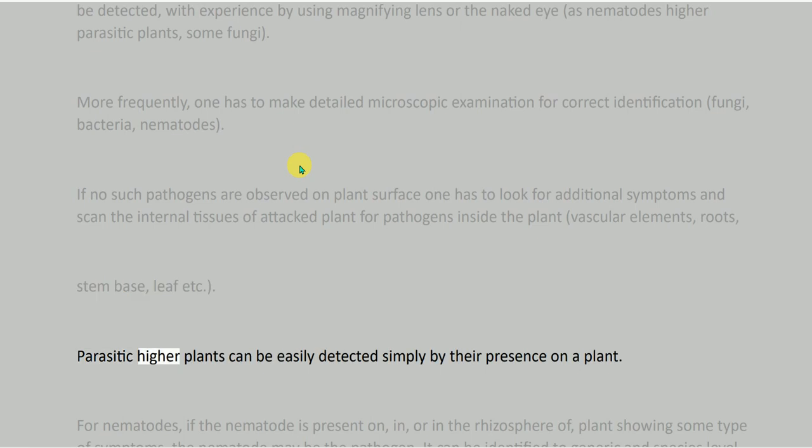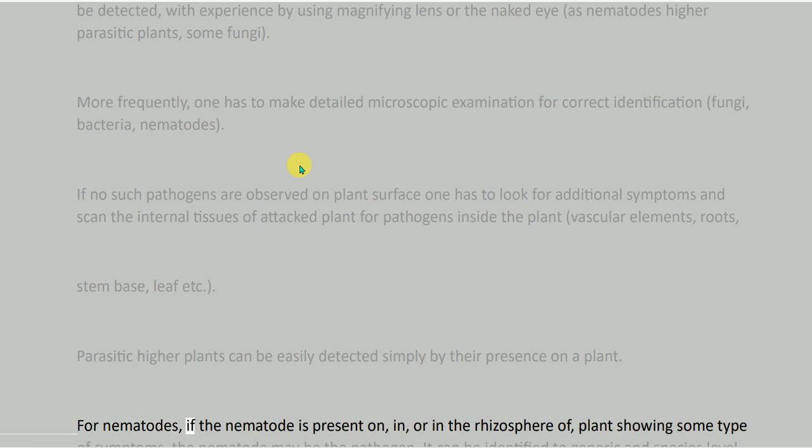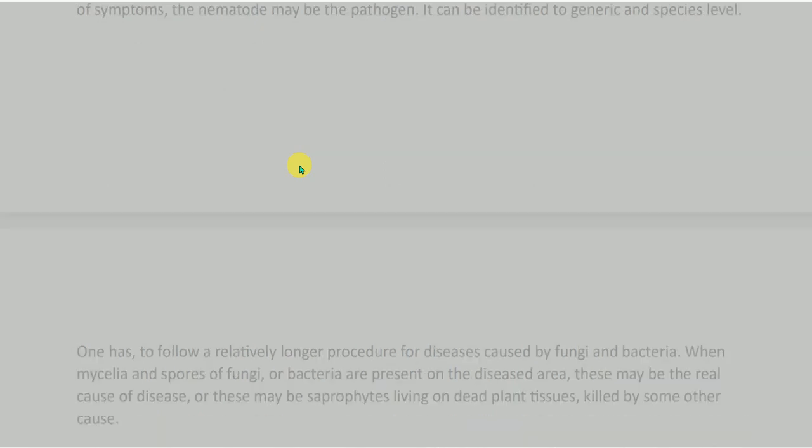Parasitic higher plants can be easily detected simply by their presence on a plant. For nematodes, if the nematode is present on, in, or in the rhizosphere of a plant showing some type of symptoms, the nematode may be the pathogen. It can be identified to generic and species level. One has to follow a relatively longer procedure for diseases caused by fungi and bacteria.